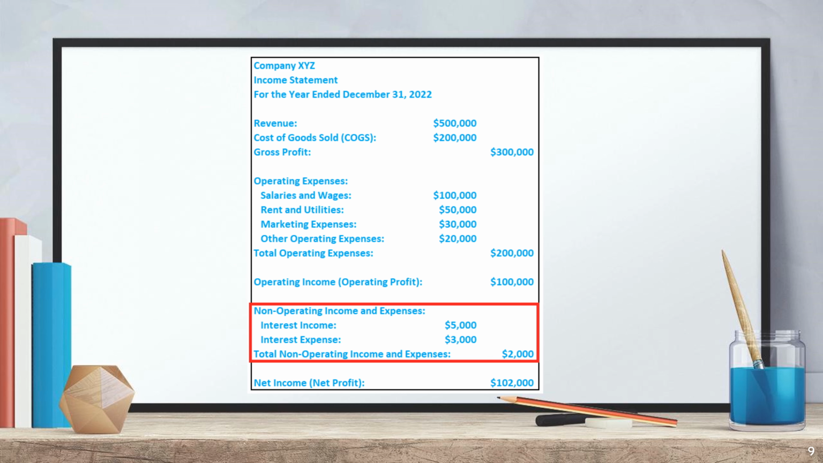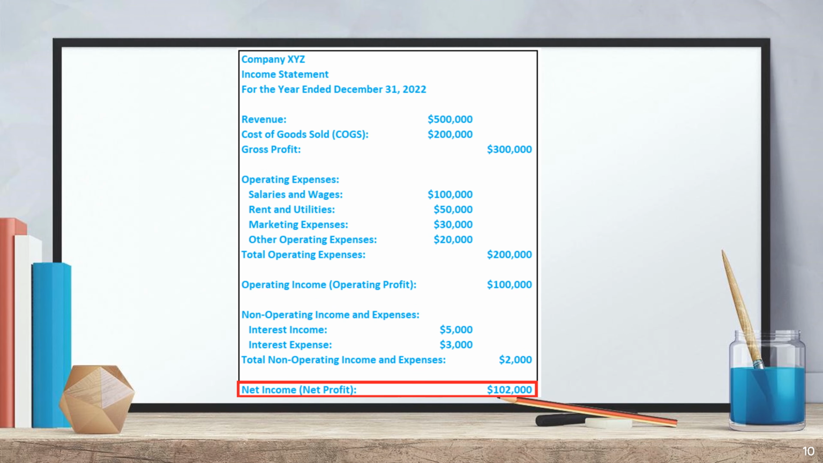Finally, we reach the bottom of the income statement, where we find the net income or net profit. This is the grand total of all the money the company made or lost during the period covered by the income statement. It's like the final scorecard that tells us if the company made money or had a loss.